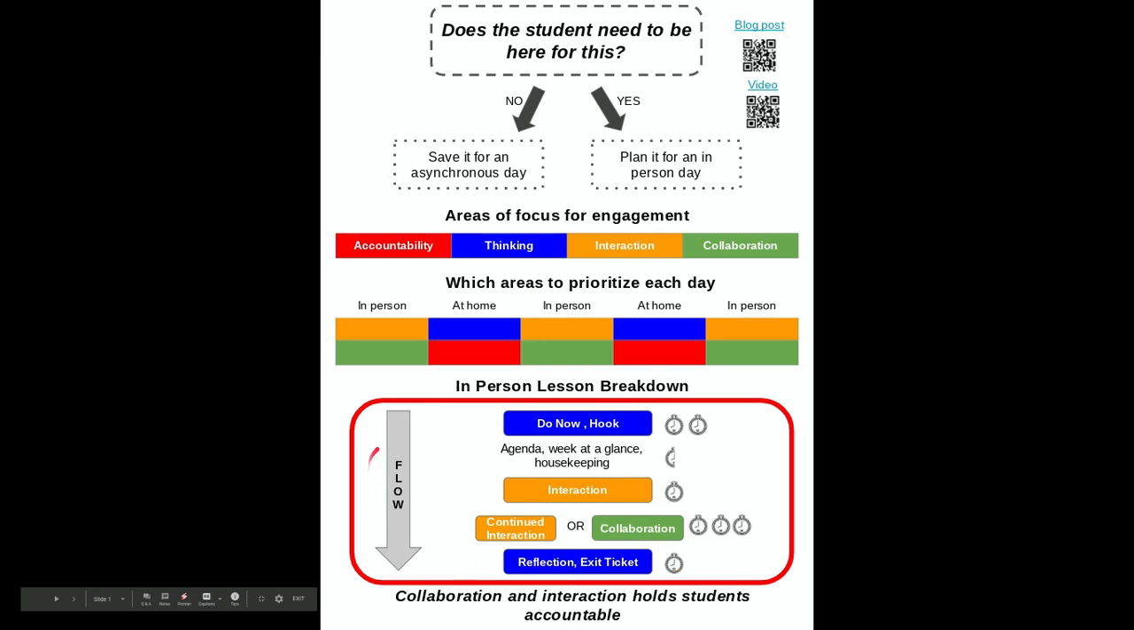Now this whole thing is boxed in red because having students interact with content and having them collaborate essentially holds them accountable to that in-person day. So notice there's not necessarily an assignment here that's graded, depending on what you do with your exit ticket, but you are essentially holding the students accountable with this piece and at the same time also engaging them.